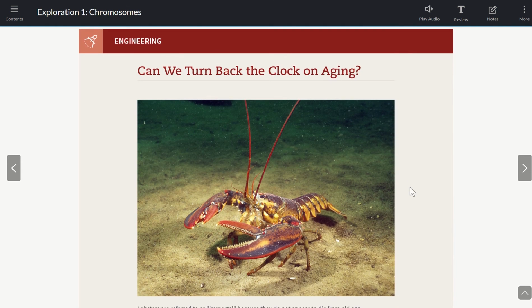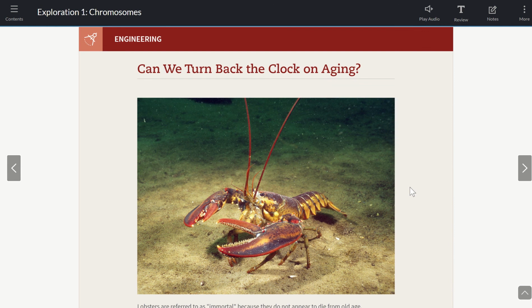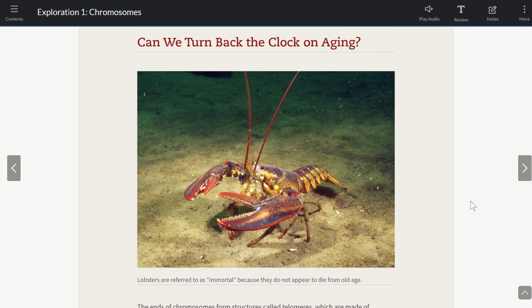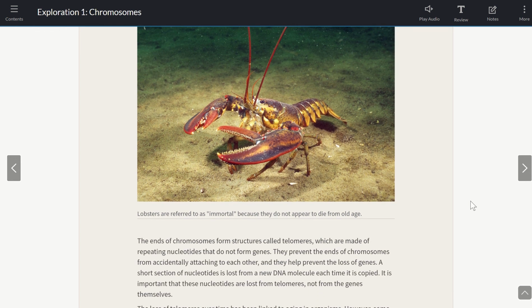There's an interesting example at the bottom of this exploration that I do want to talk about briefly. One of the ideas behind aging is that every time your DNA is copied, there's a small section of DNA that is cut off called a telomere. At the end of your chromosomes, each one of your chromosomes has this extremely long stretch of letters that doesn't mean anything. It literally just is this telomere tail. But every time your cells divide, a small portion of that tail gets cut off.